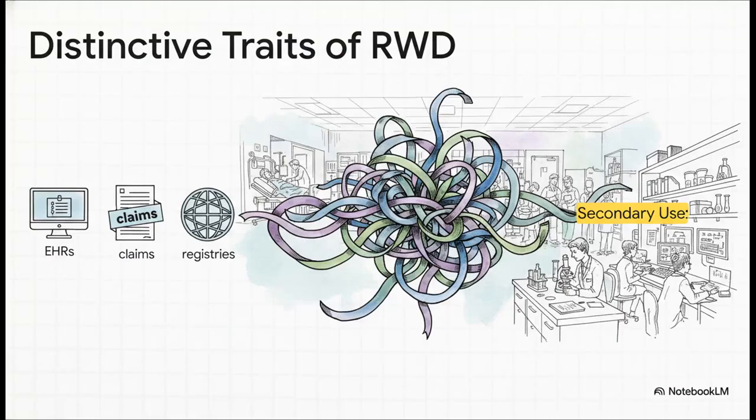Okay, so this really gets to the core challenge. Real-world data is, well, it's messy. It comes from all over the place. EHRs, insurance claims, patient registries, you name it. Each one has its own format, its own lingo, its own purpose. And here's the kicker. This data was almost never collected for research. It was collected for taking care of patients. So you're trying to use data for a purpose it wasn't designed for. That's the huge gap this new framework is trying to bridge.